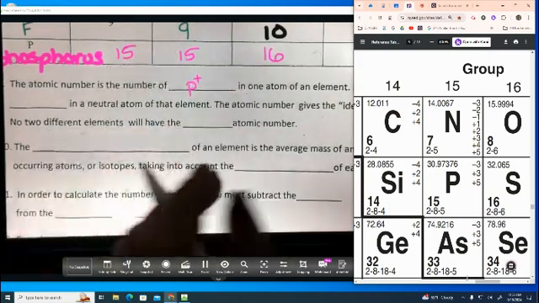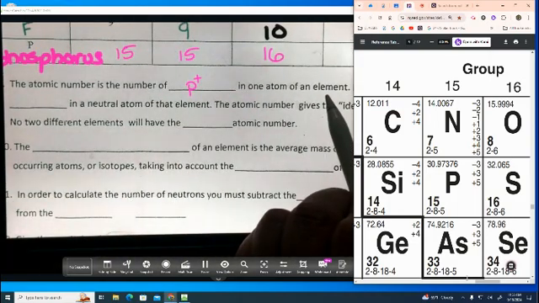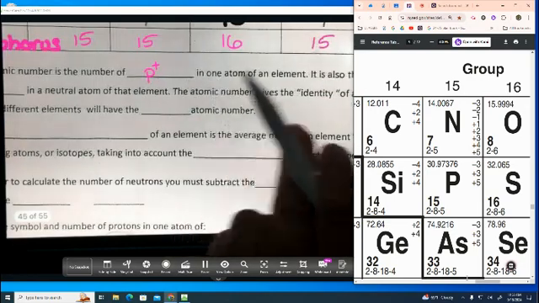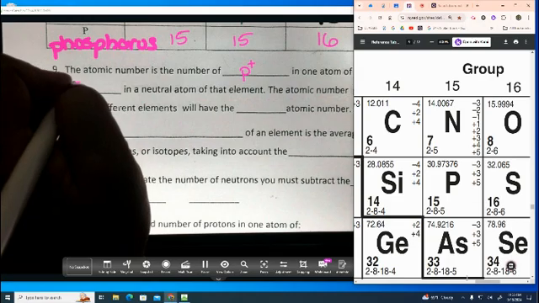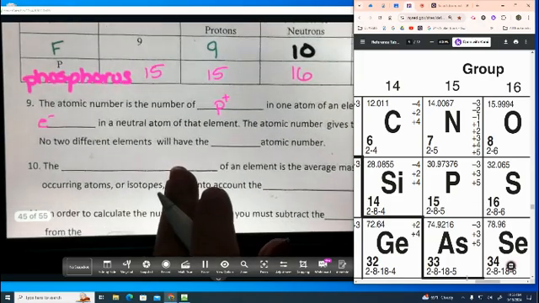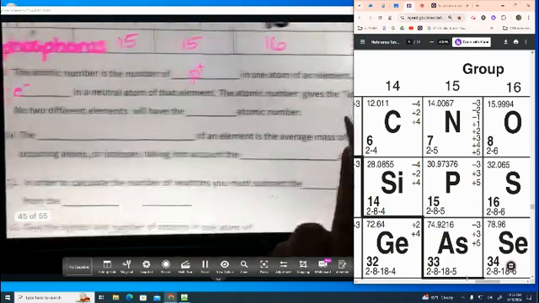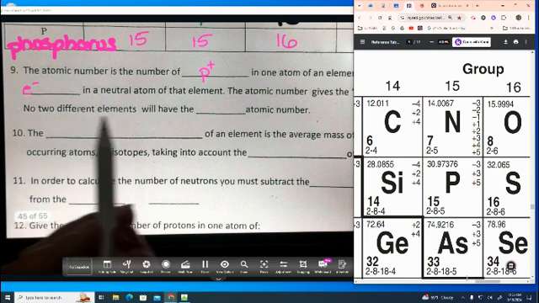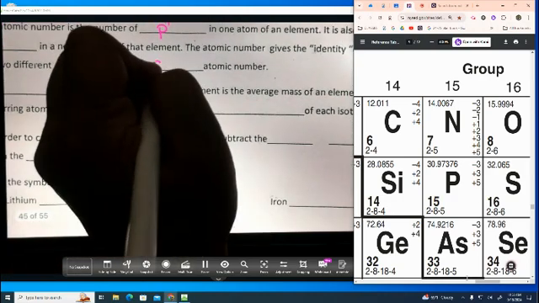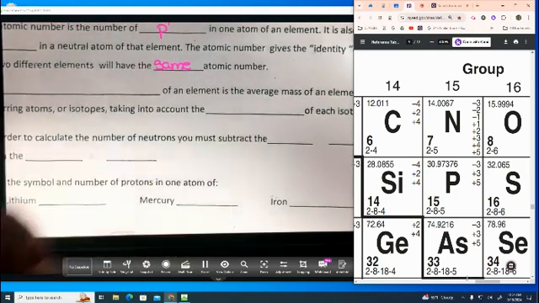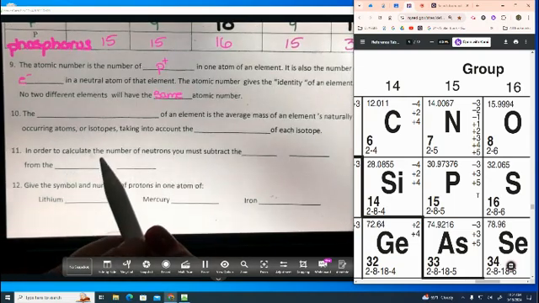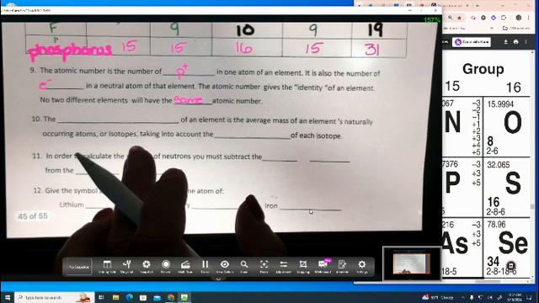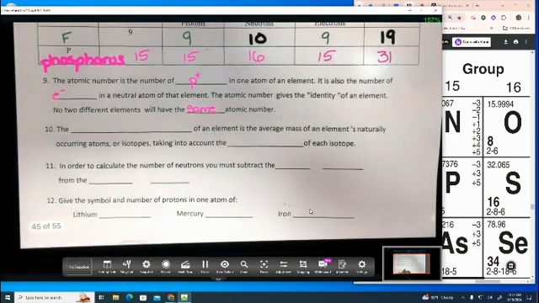All right, the atomic number is the number of protons in one atom of the element. It is also the number of electrons in a neutral atom. The atomic number gives the identity of the element, and no two different elements will have the same atomic number. If they have the same atomic number, they are the same element.